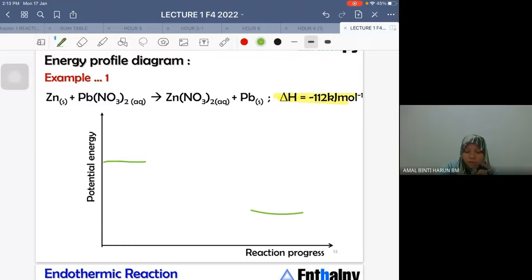Okay. So kita tulis dulu kita punya labelkan kita punya reactant, which is zinc solid dan PB nitrate. Okay, then ni produk dia zinc nitrate plus PB. Okay, so that is a changes.